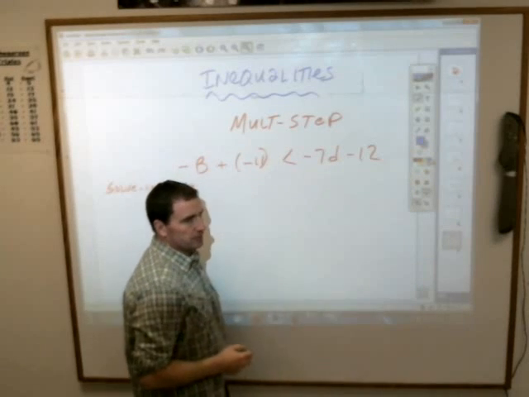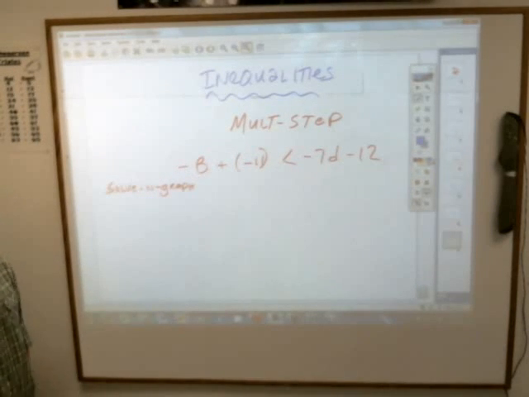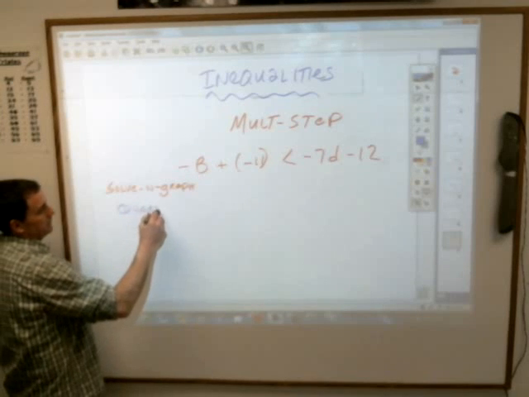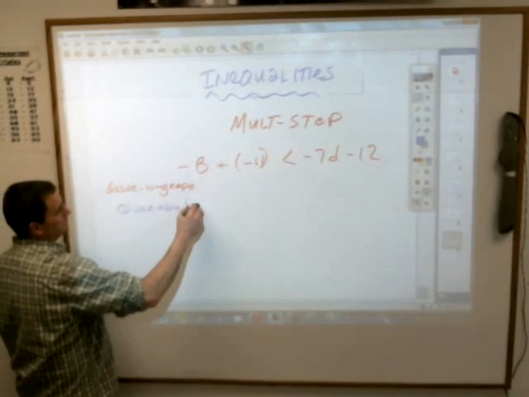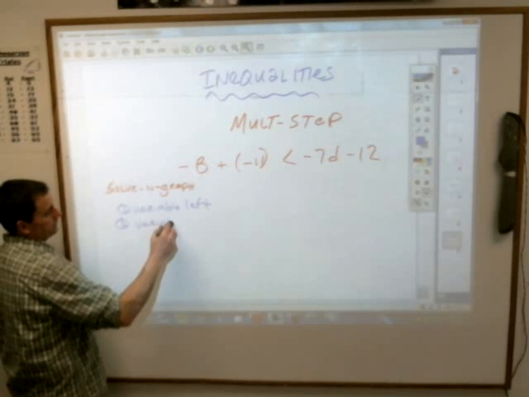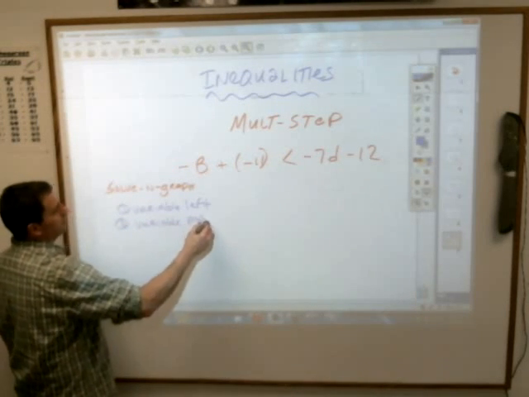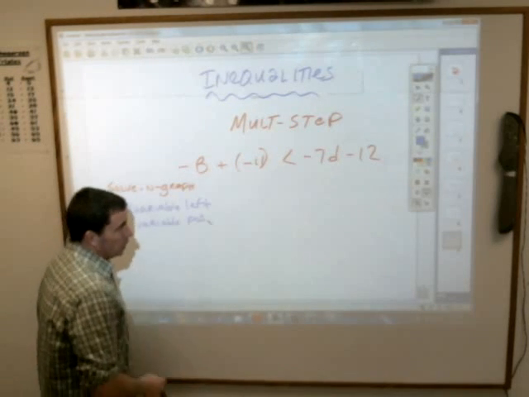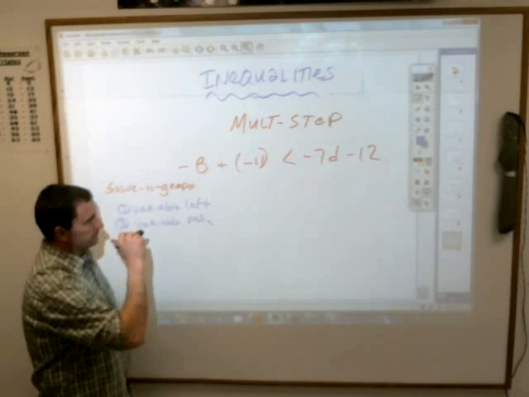A couple things have to be true. The variable has to be on the left, and the variable must be positive. In the end, whatever letter it is has to be on the left side all by itself and positive, greater or less than or equal to whatever. So, what are we going to do here?